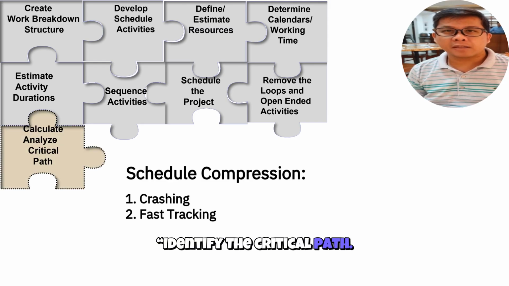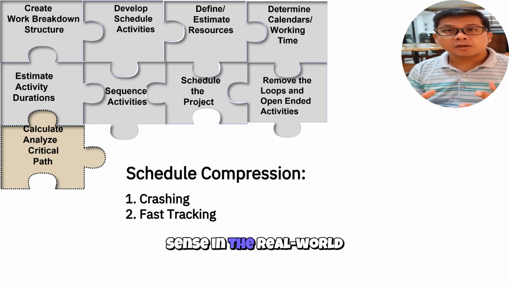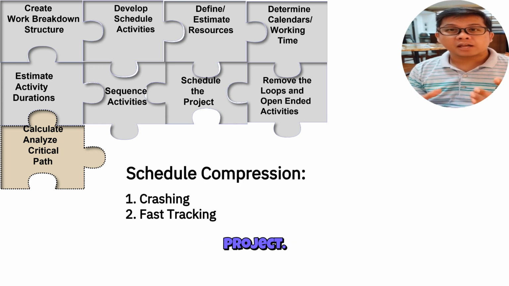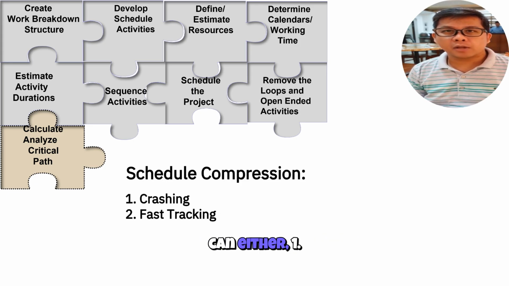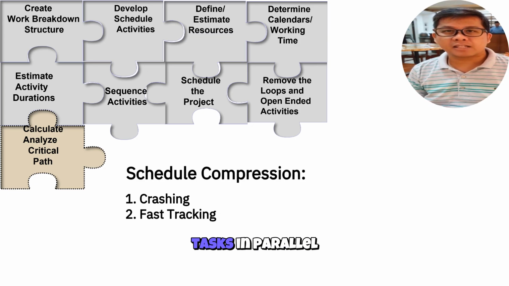Identify the critical path. This is the sequence of activities that determines the overall project duration. Analyze whether it makes sense in the real-world context and if it's manageable. Use tools like Primavera P6 or MS Project. Consider schedule compression techniques during this stage. You can either 1. Crashing, or add resources. 2. Fast-tracking, and do tasks in parallel.